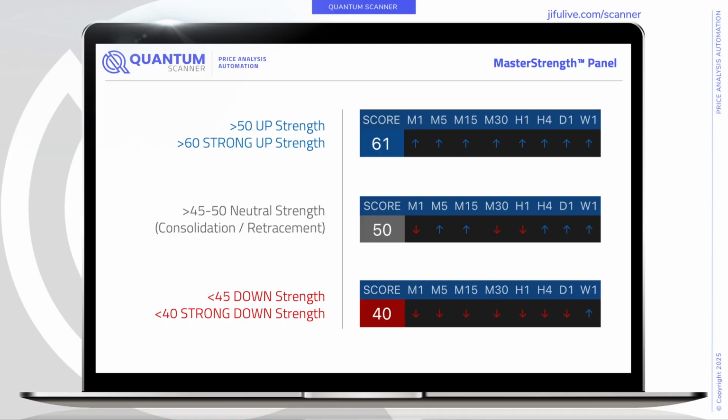A strength less than 45 indicates downward strength. A score of less than 40 indicates strong downward strength. Each of these scores, with their connecting trend directional arrows in the panel, help to assist at identifying the overall trend direction from each time frame as well as the relative strength of that trend.